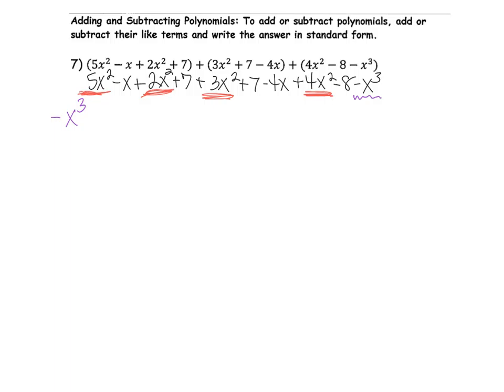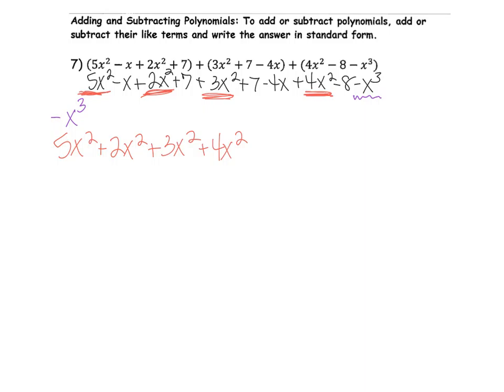Okay, so all my reds. Here we go. 5x squared, a positive 2x squared, a positive 3x squared, a positive 4x squared. So they all have x squareds.